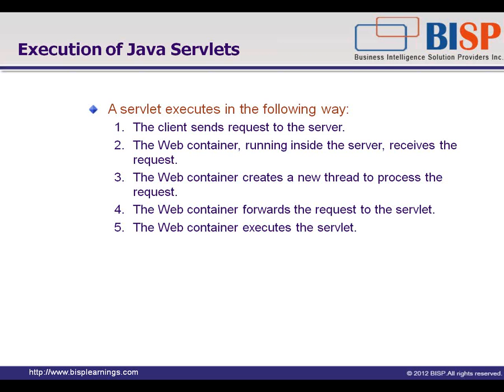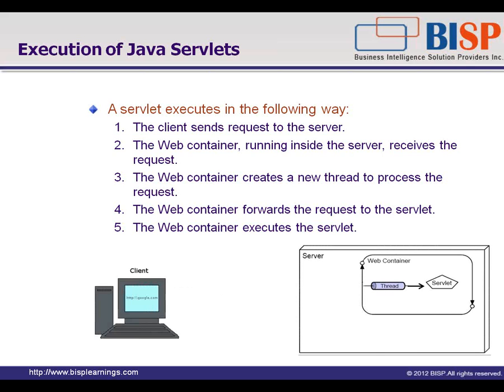This is the execution of the Java servlet. The steps are: the client sends a request to a server, the web container running inside the server receives the request, the web container creates a new thread to process the request, the web container forwards the request to the servlet, and the web container executes the servlet.